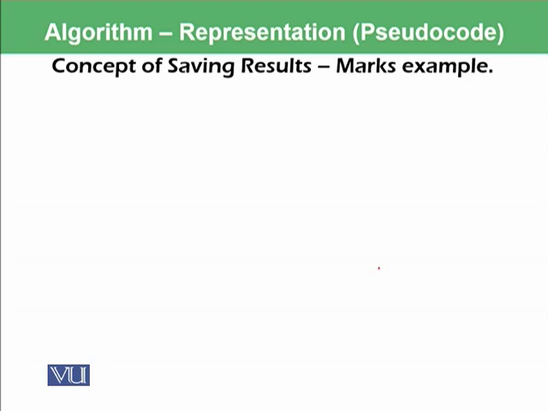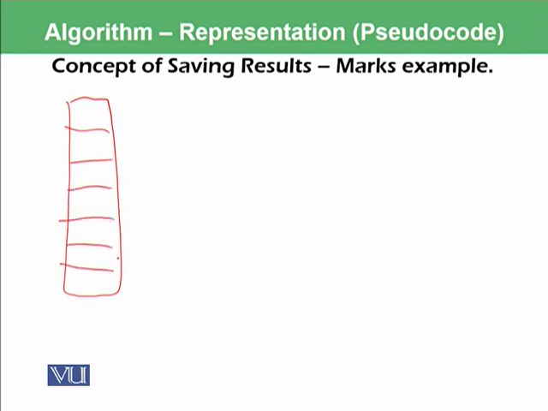So we will start with a very basic introduction of how to represent the concept of saving results using pseudocode. You must remember our computer architecture lectures where we represented a RAM like this, and we said that every cell in the RAM has an address. So for example, this has 0001, 02, 03, 04, and so on.